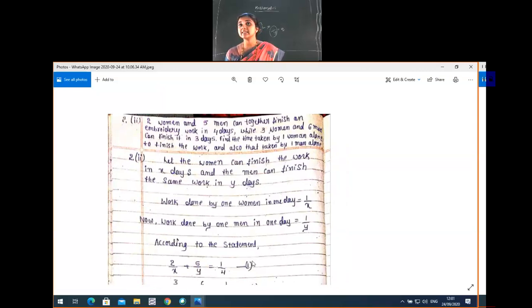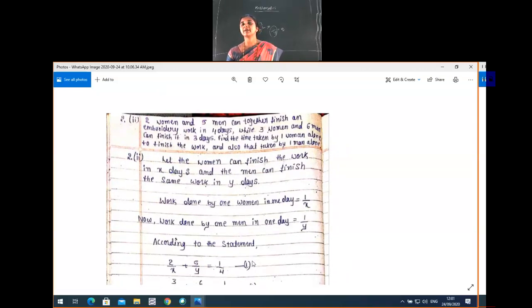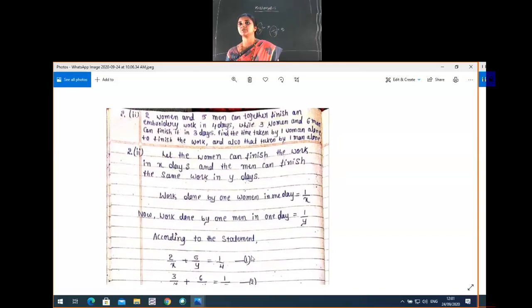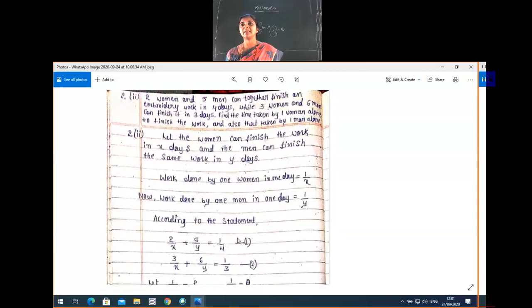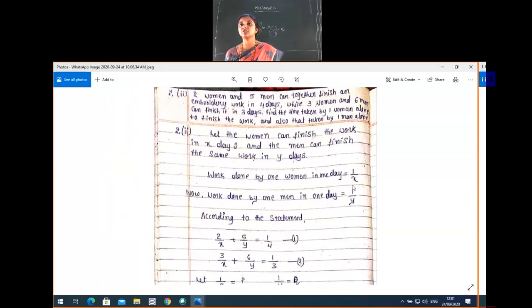See, we are considering this here. Women can finish the work in X days and the men can finish the same work in Y days. So work done by one woman in one day, we are converting this into units, is equal to 1 by X. Here X is the total number of days taken by the woman. Then Y is the total number of days taken by the men, so work done by one man in one day is equal to 1 by Y. Here also we are converting this into units.